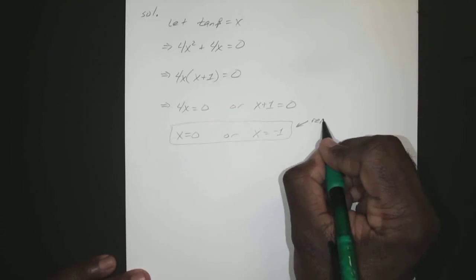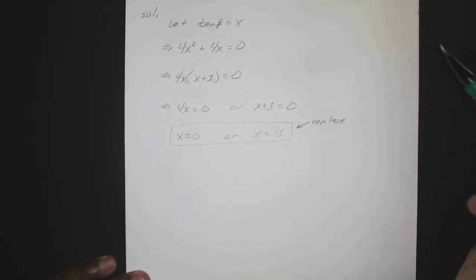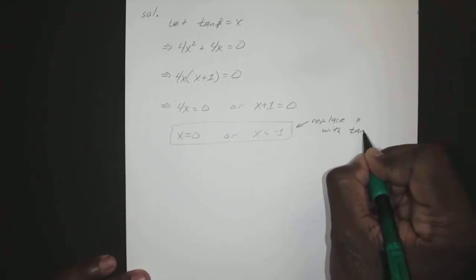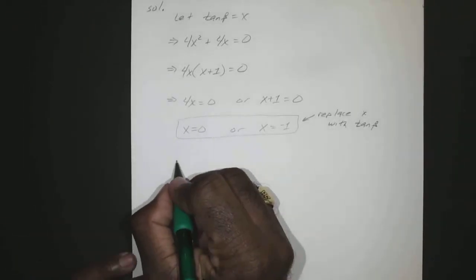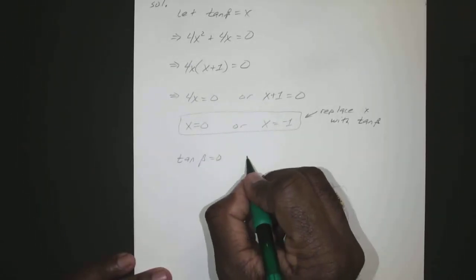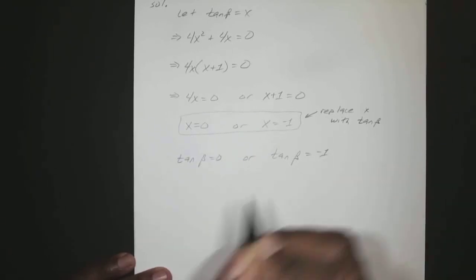And you just replace your variable. Replace x with your tangent of beta. Okay, so replacing the variable isn't necessary, it just sometimes makes it easier to visualize. So if you can do it without replacing it, you're more than welcome to do that. Okay, so you have tangent of beta equals 0, or tangent of beta equals negative 1.